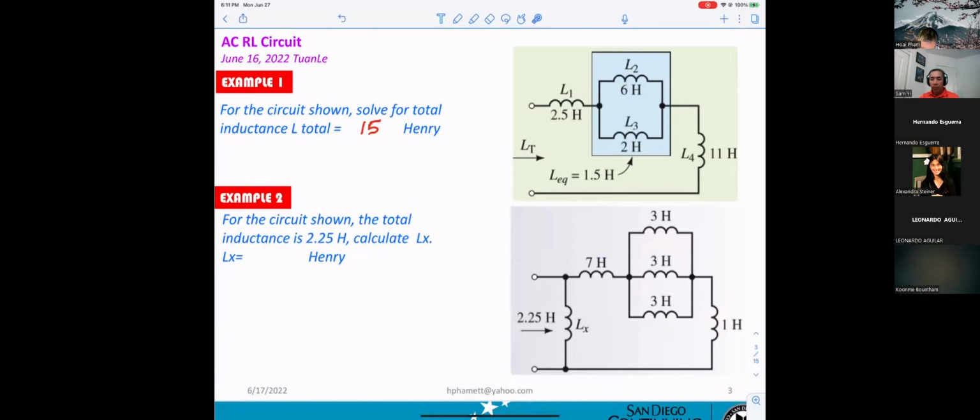And they want to know the value of L8. So who got the answer? L8. LX is 3 Henrys. Is it right? No, only 3, not 300. 3, yes. Correct? Who else? At least I need another student to verify.